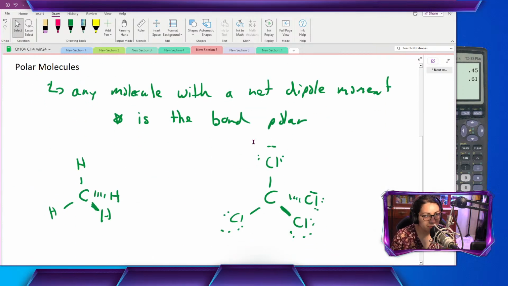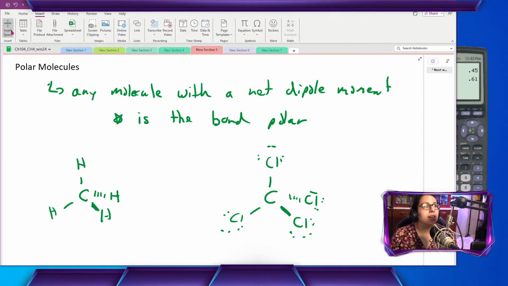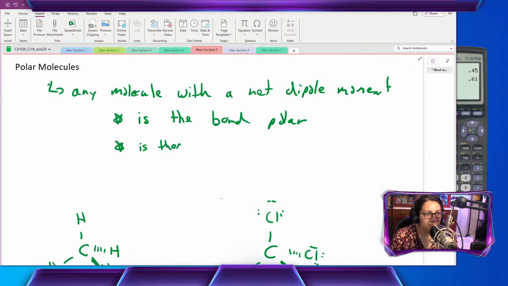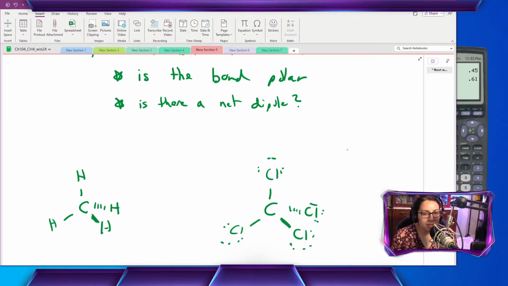Now, we said our individual bond is polar, but now we have to determine: is there a net dipole? Basically, does the pull of the electrons cancel out? And so here is how I suggest you determine the net dipole.